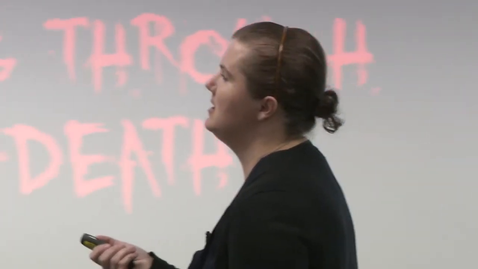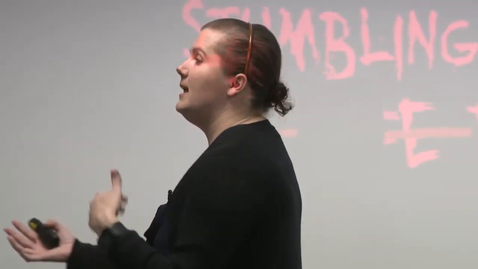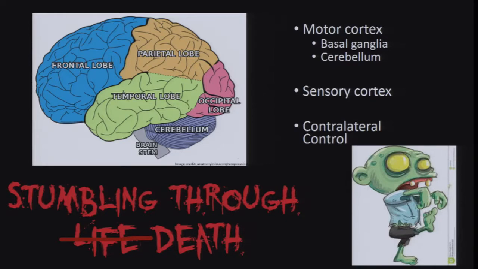The other issue that we see with zombies is they don't seem able to coordinate their movements to their environment, suggesting that there's likely some damage to the sensory cortex as well. So still up in that parietal lobe, they're likely having some difficulty orienting and engaging with their environment. And then finally, remember we said that the brain controls the opposite side of the body. So when we have damage to one side of the brain, the opposite side of the body is what's going to be implicated. So if we have a zombie who's stumbling along, dragging his left leg, it's likely that the brain area that's damaged is part of the motor cortex in the right hemisphere.